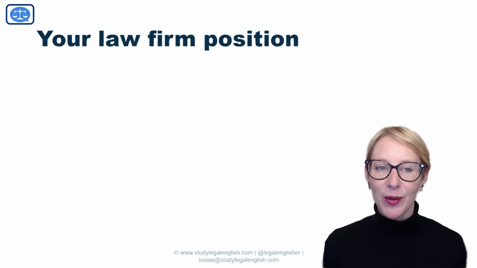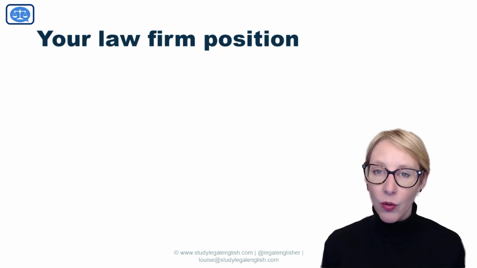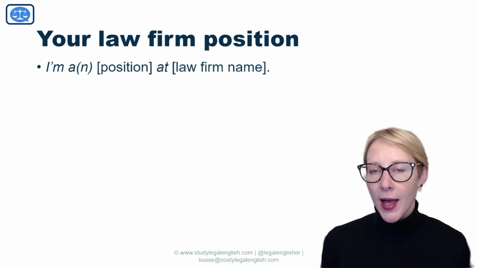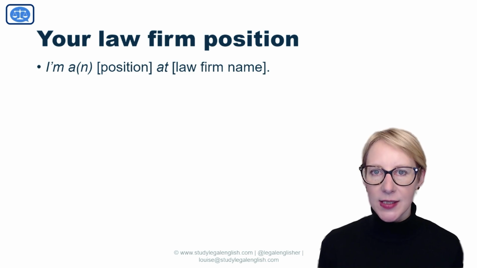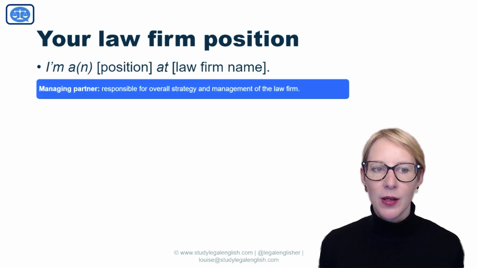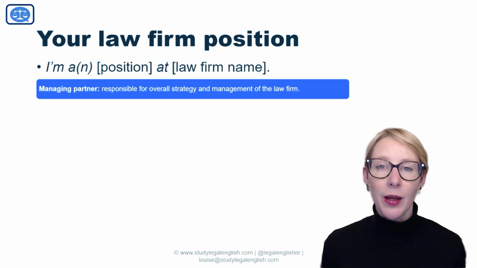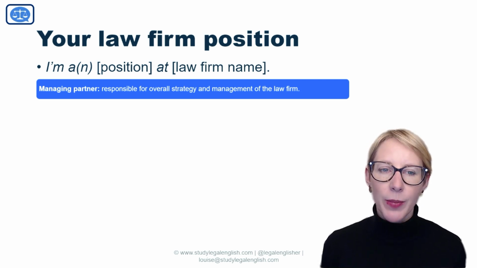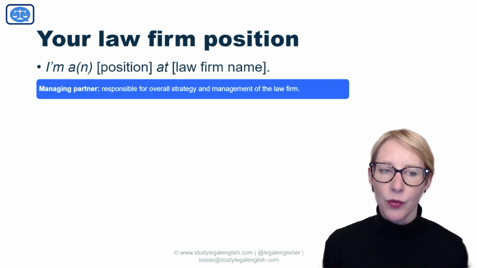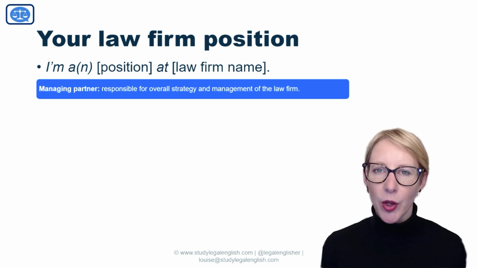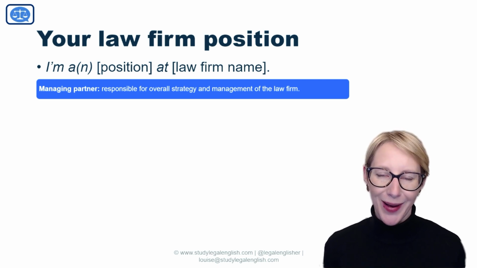Next, you might talk about your position in a law firm. "I'm a" or "an" state your position "at" and state the law firm's name. For example, you could be a managing partner. A managing partner is the highest level of position in a law firm. They are responsible for overall strategy of the law firm and the management of the law firm. They are usually also an equity partner.